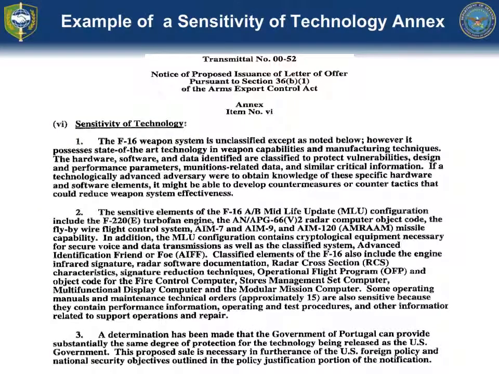So this is what a sensitivity of technology transmittal looks like. It's an annex to the rest of the case. In this case, it talks about the F-16s and the sensitive information aboard them. And the determination, this happens to be actually from a different case. This is from a Portuguese case.